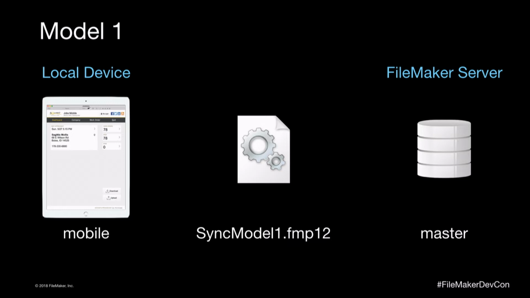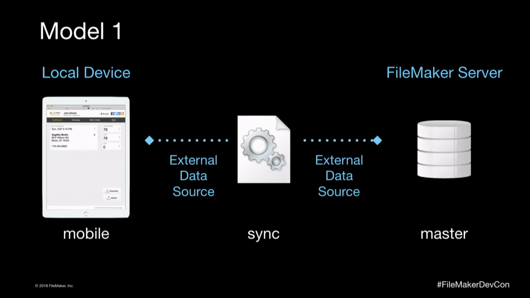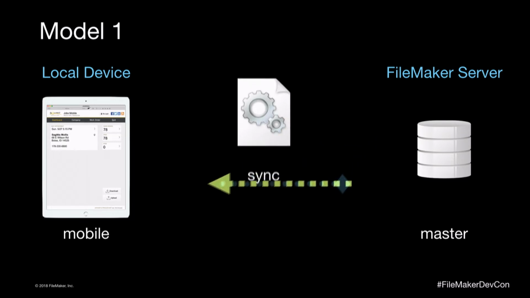So in between the two, I've created a new FileMaker database, and I call it Sync Model 1. It's called 1 because this is the first one. That's the only reason. It's the first one I'm showing. And it has relationships to both mobile and the master. It has external data sources. So that means it's only an interface file, and I can have table occurrences from mobile and table occurrences from master and layouts in it, so all the syncing logic is in this file for this model. Okay? Are you with me so far? Are we good?